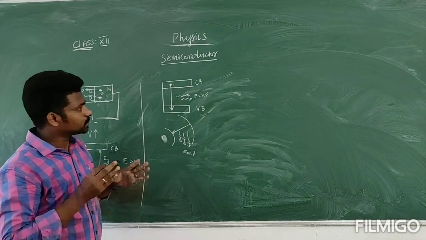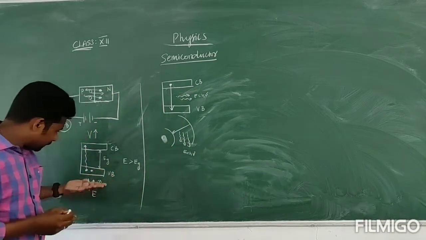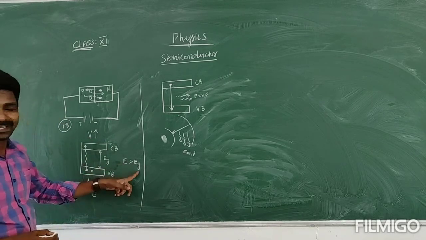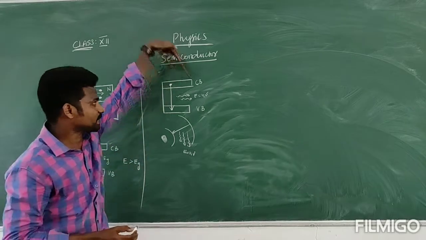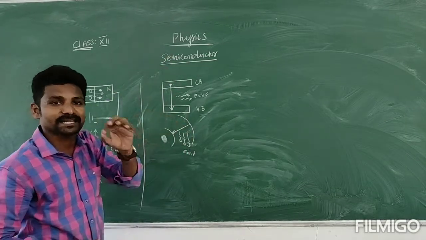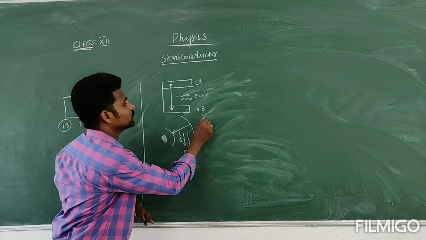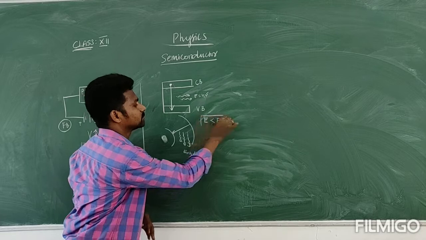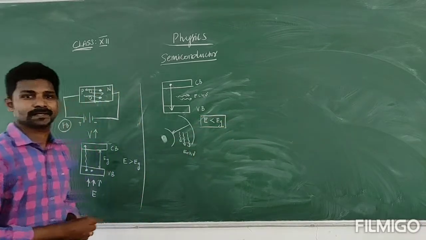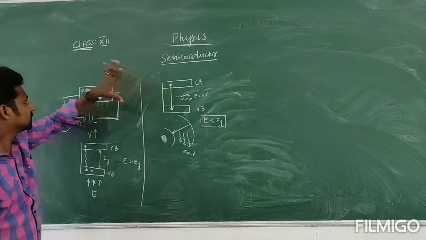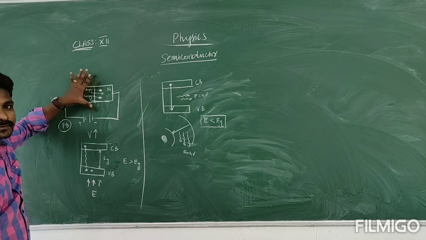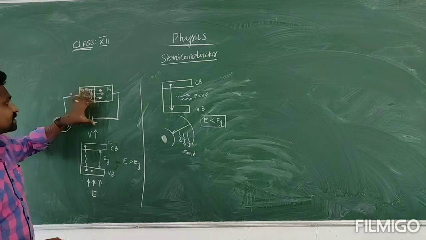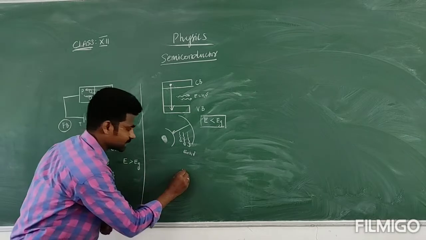From the valence band to the conduction band, we supplied more energy compared with the energy gap. But from the conduction band to the valence band, we need only a small amount of energy, so E is less than Eg. The same thing we are going to explain with the help of the diode. You know very well, this is like a normal diode.